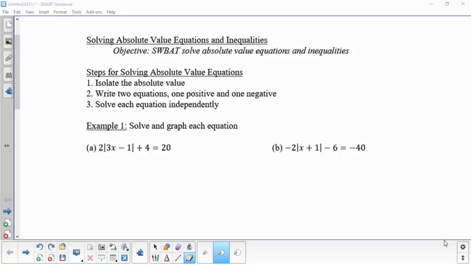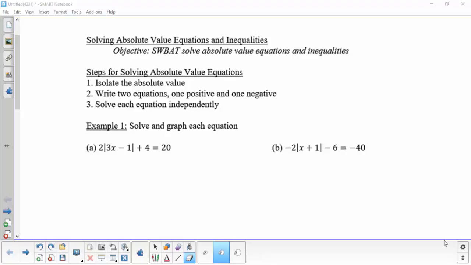In this lesson, we will be solving absolute value equations and inequalities. Our one objective is to solve absolute value equations and inequalities. We've already solved absolute value equations, but I think it's a good idea to review how to do it before we move on to solving absolute value inequalities.